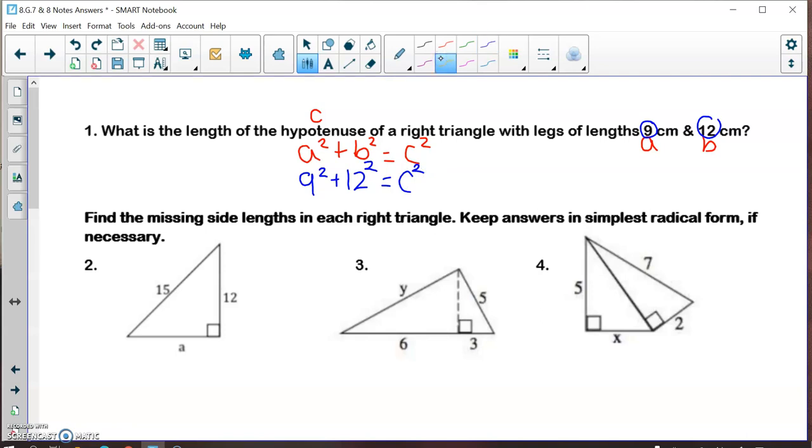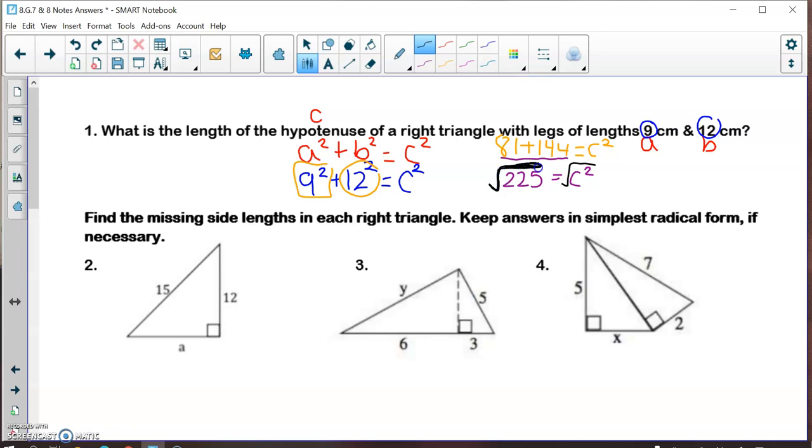So when we're doing the Pythagorean theorem, we need to follow the order of operations, which states that we do exponents first. So 9 squared is 81 plus 12 squared, which is 144, and this equals c squared. Continuing to follow the order of operations, we are going to add 81 plus 144, which is 225, and that equals c squared. And then we're going to take the square root of both sides. Now 225 is a perfect square.